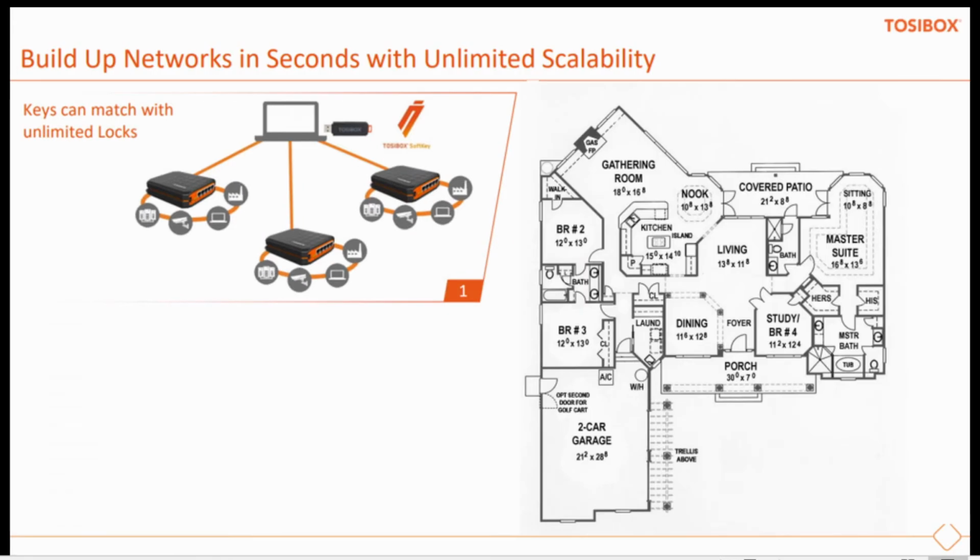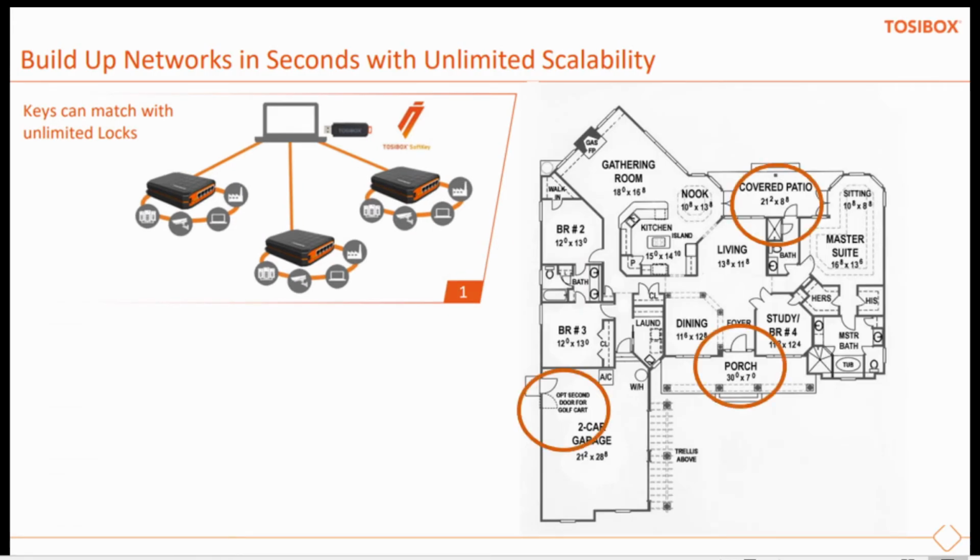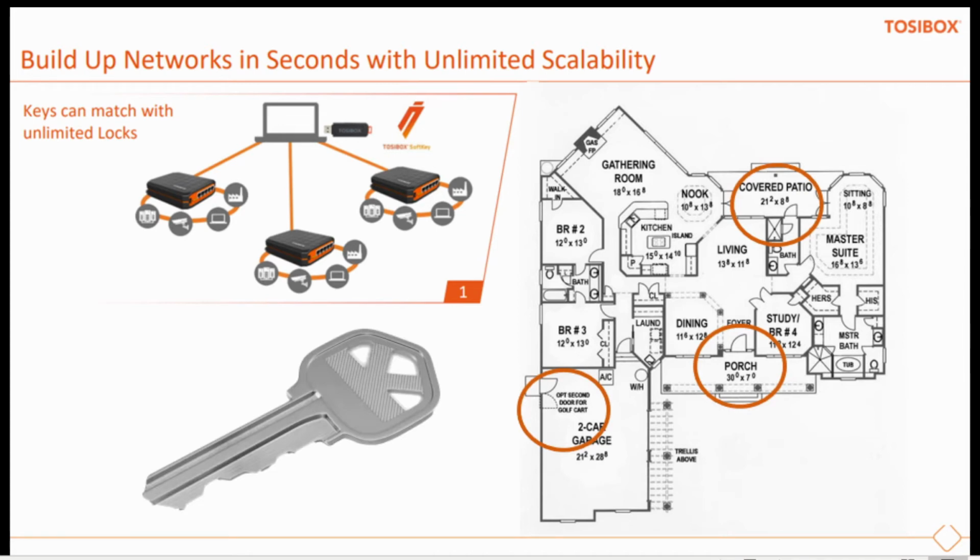Think of it this way. You have a house. It has several doors. You can have the locks on those doors keyed so that way one key fits them all. Likewise with TOSIBOX. You can see in the upper left-hand corner, there is one key. It is matched to three different locks. So that one key has access to all of those locks.